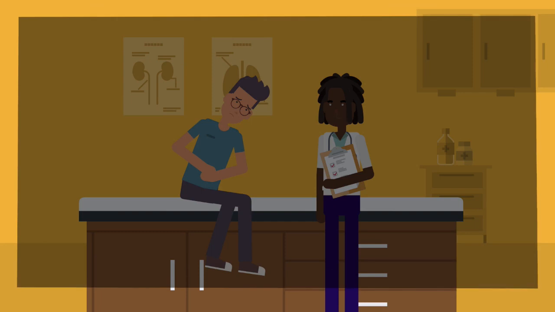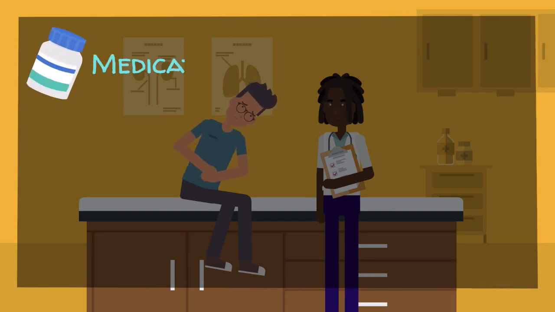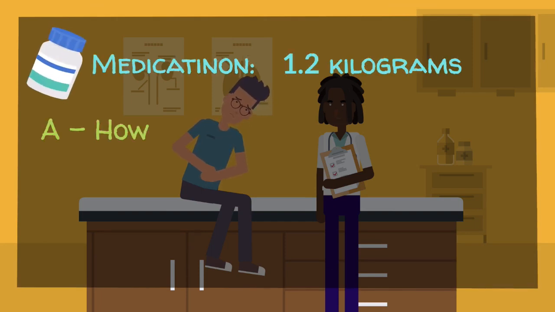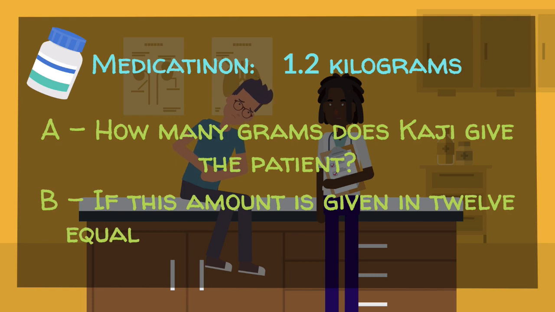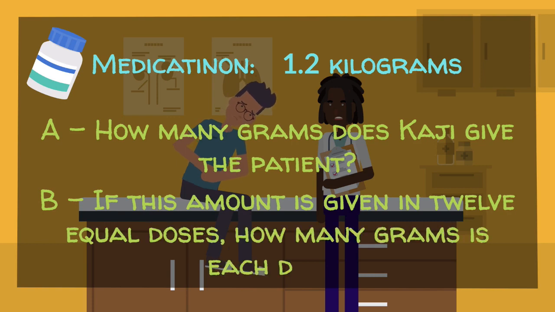A doctor prescribes 1 2/10 kilograms of a medication. How many grams does Kaji give the patient? If this amount is given in 12 doses, how many grams is each dose?